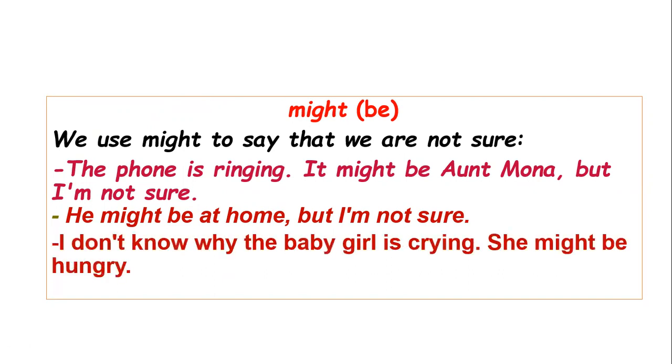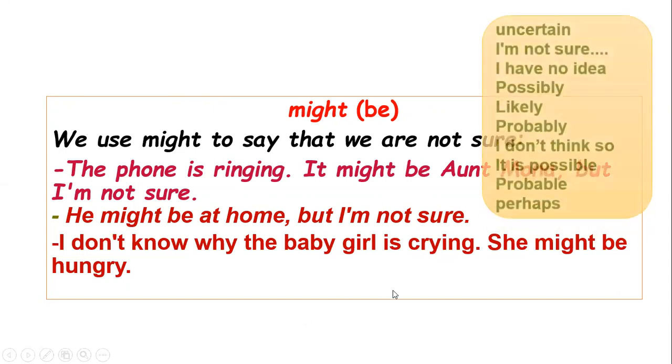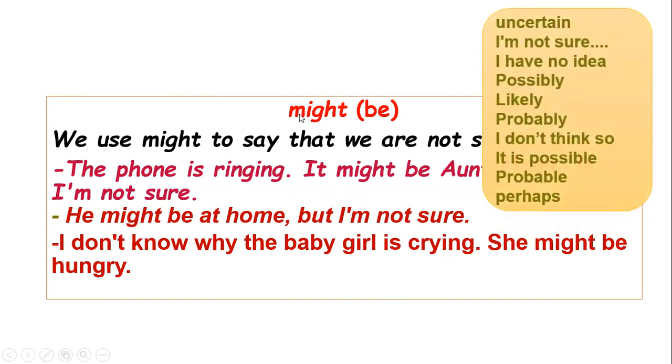I don't know why the baby girl is crying. I don't know the reason. I don't know the cause. She might be hungry. We use might be because I don't know. Okay? So use might be when you find one of these expressions.